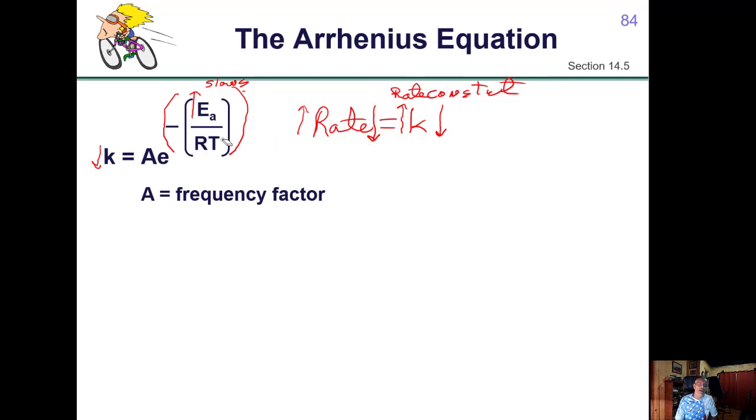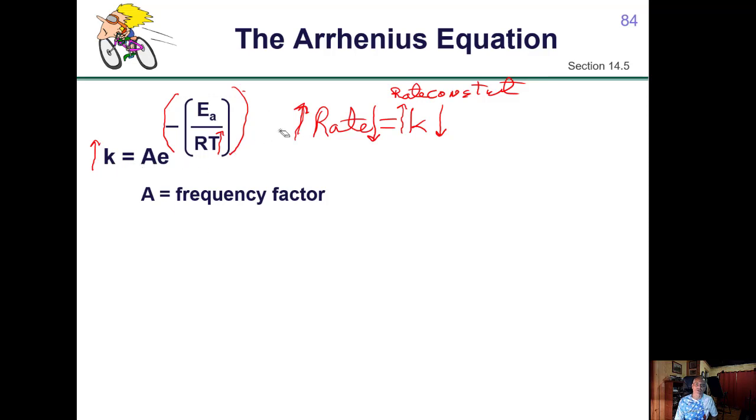Now, let's take a look at temperature. If I raise the temperature of my reaction, I'm going to change K. What that's going to do is give me a larger denominator, which makes this negative exponent smaller. And so what's going to happen is your K value will go up. Well, if K goes up, the rate goes up. So that's the effect of activation energy and temperature on the rate constant.